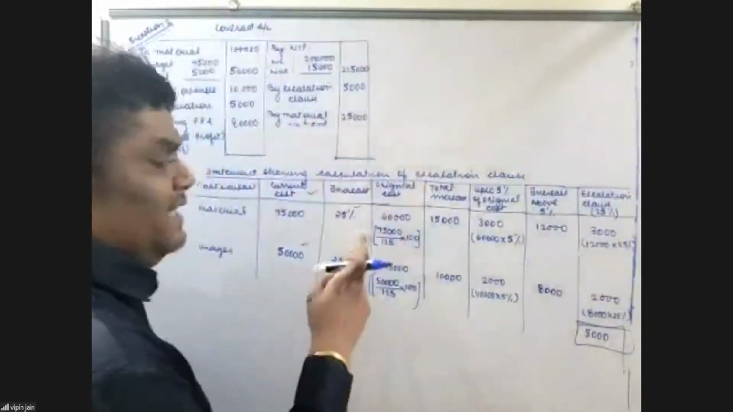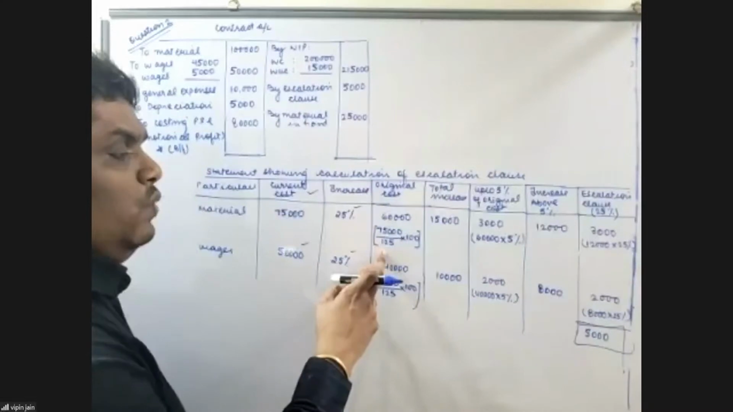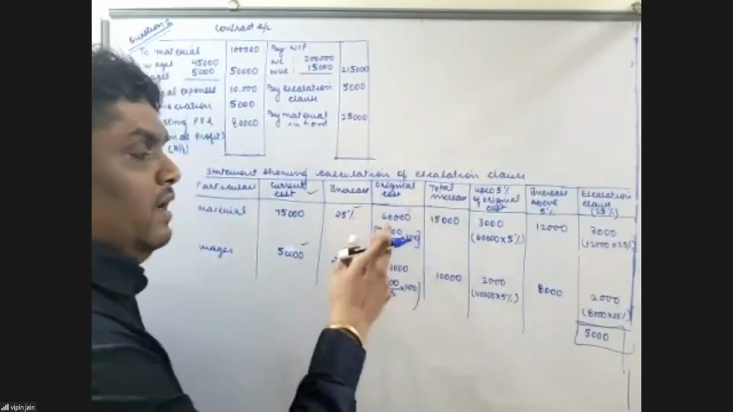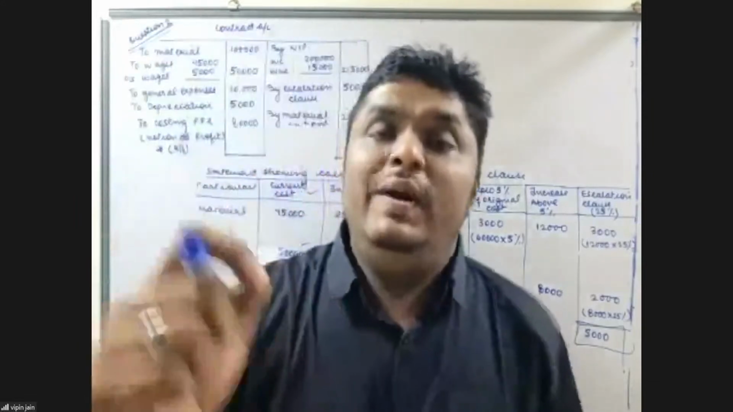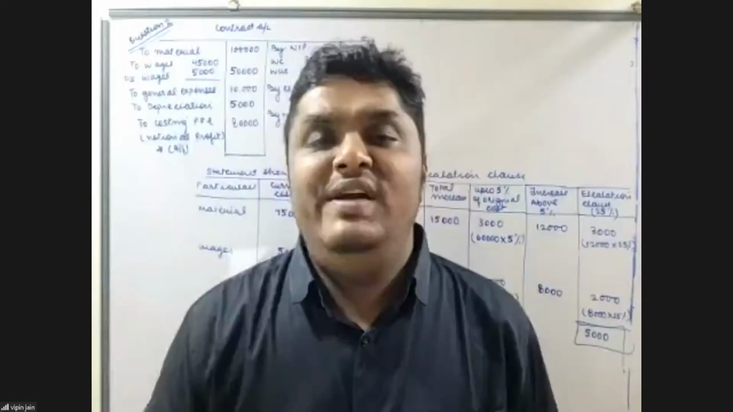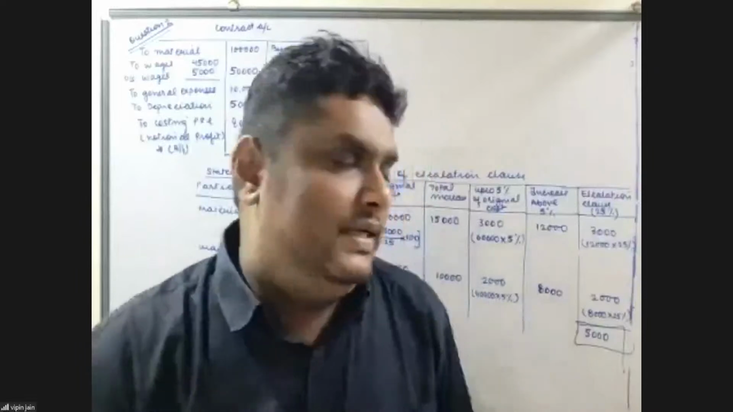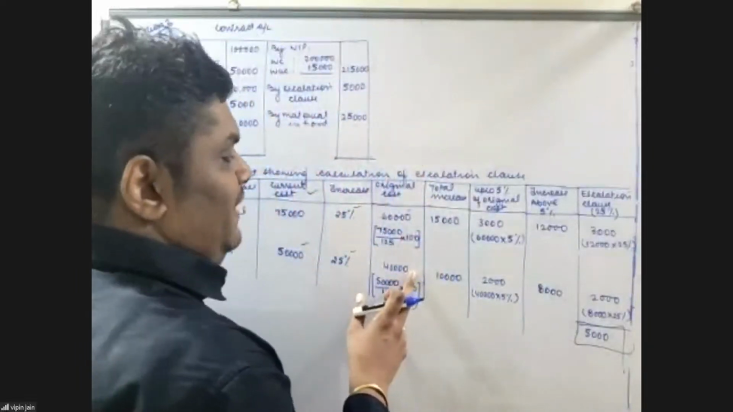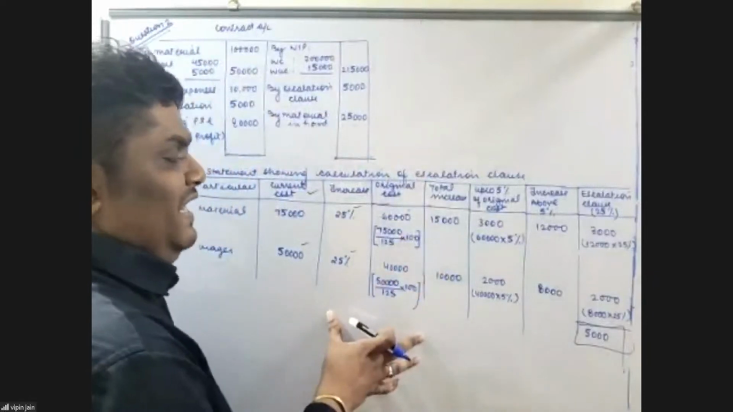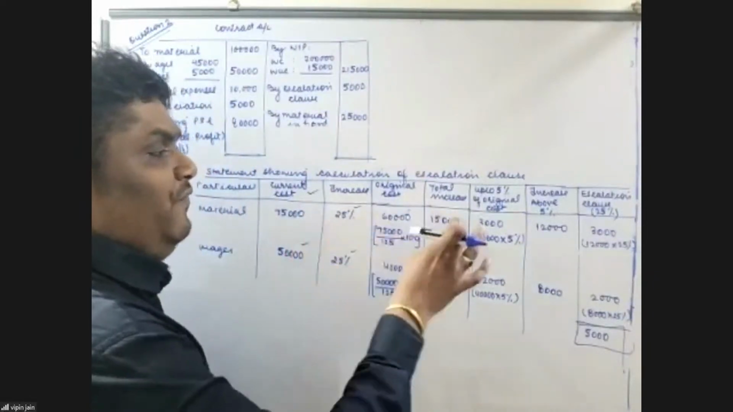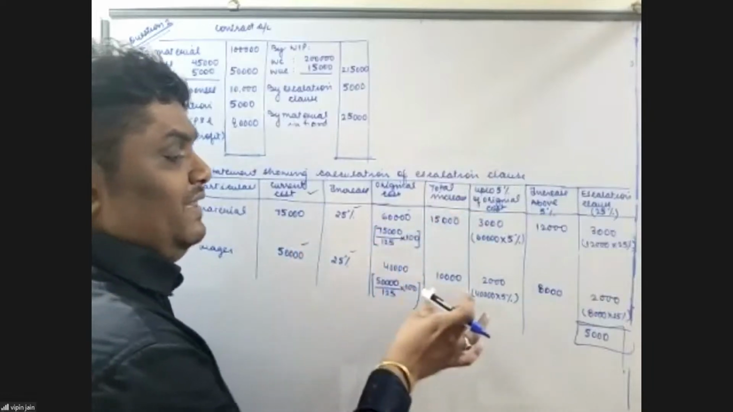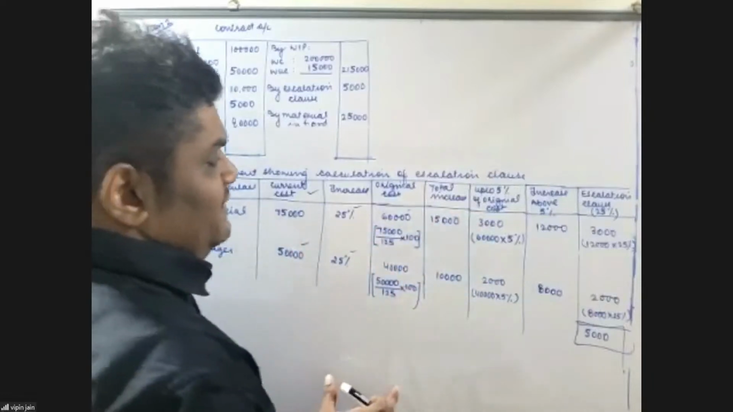Very simple, guys. 75,000 is equal to 125%. So how much will be 100%? 60,000. If you add 25% to 60,000, then 75,000 will come. So simple mathematics. Similarly, I have calculated the original cost of labor. So now we can easily figure out that there is an increase of 15,000 in the cost of material and an increase of 10,000 in the cost of wages.